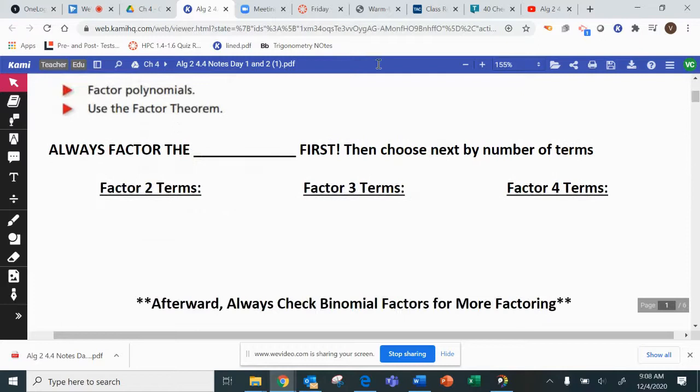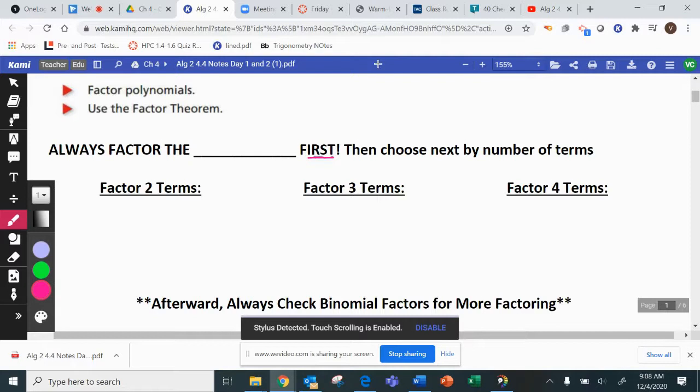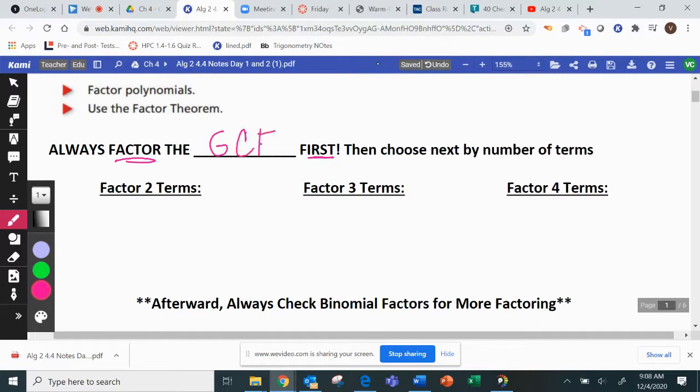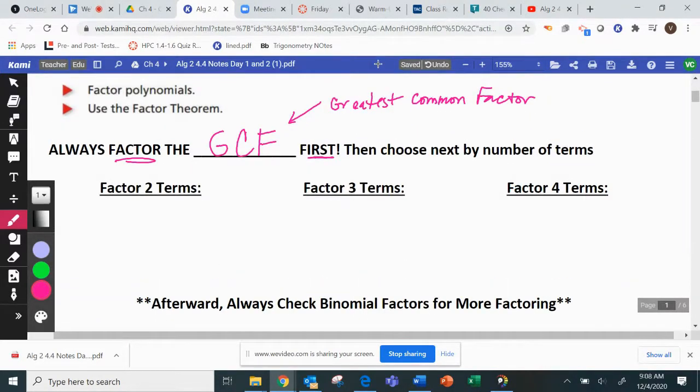Just to review the rules for factoring, what do we always factor first? What do we always factor first? Always. Yell it out. The GCF, thank you. The GCF, the greatest common factor. We must always factor that first. After we do the greatest common factor, then we look to see how many terms. And it's 2 terms, 3 terms, or 4 terms.